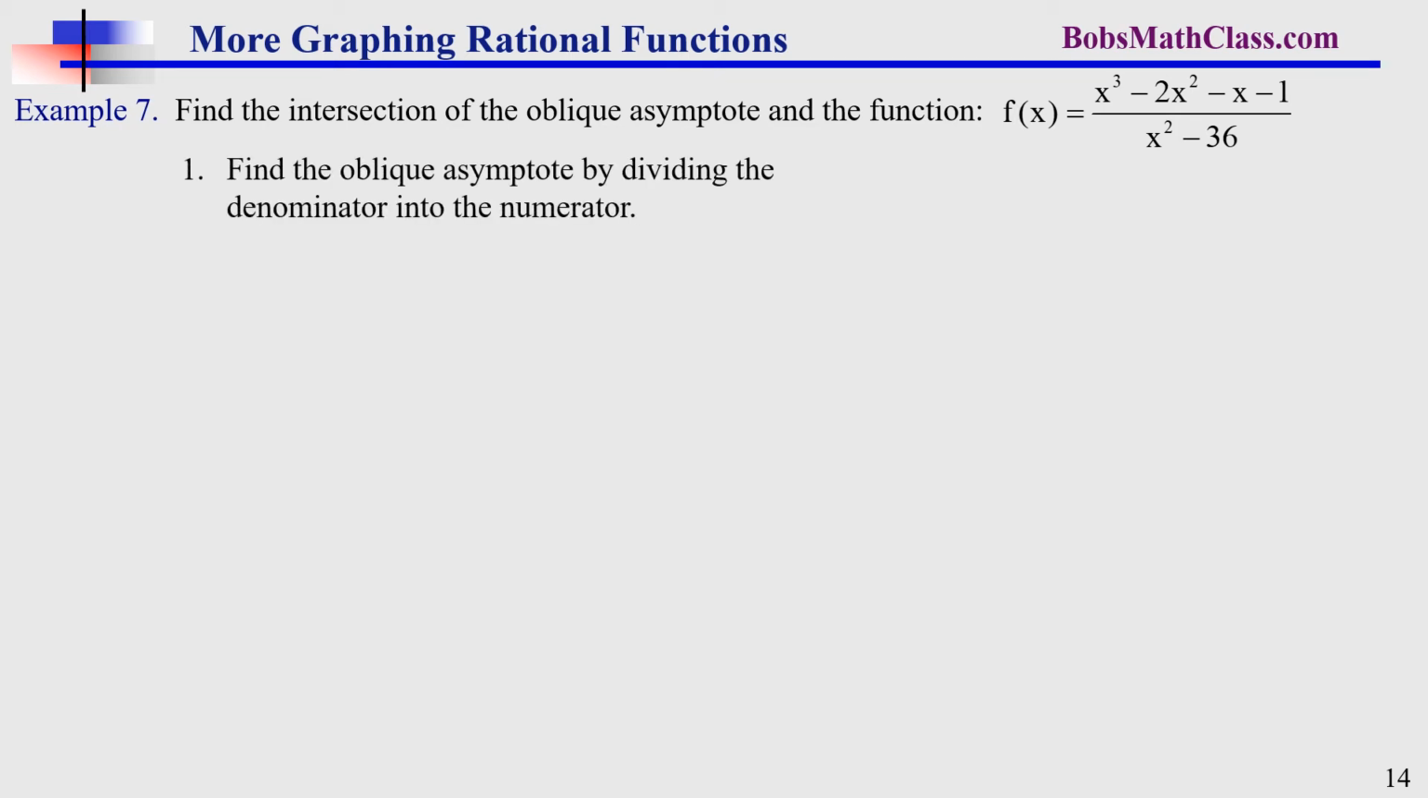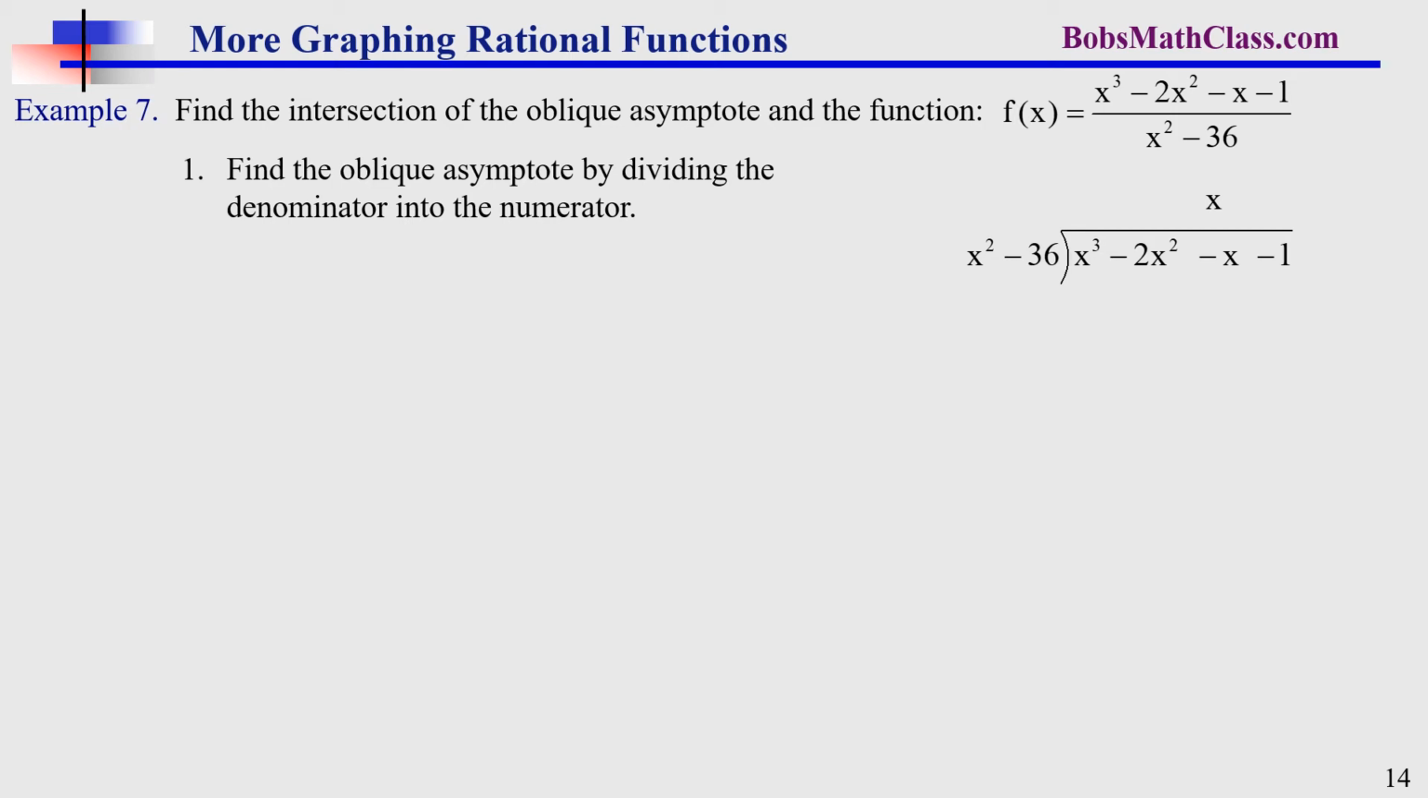All right, let's find the oblique asymptote. So let's do our division. Of course, we can't use synthetic division. We have to use long division here. So we're going to divide the first term of the dividend by the first term of the divisor. So that's x cubed over x squared, which is x. So that's going to go above the x term in the division.